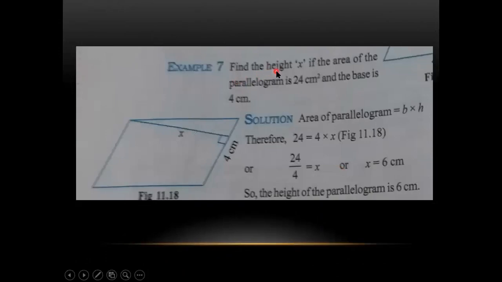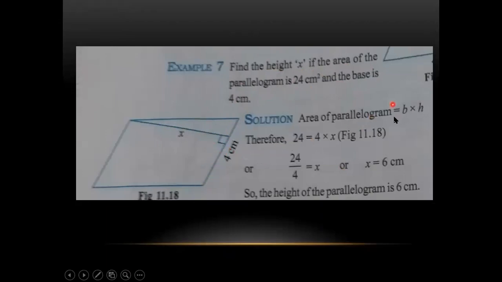See the example. Find the height x if the area of the parallelogram is 24 centimeter square and the base is 4 centimeter. Here they have given the area and the base, and you have to find the height, this x in the diagram. So the base is 4 centimeter.